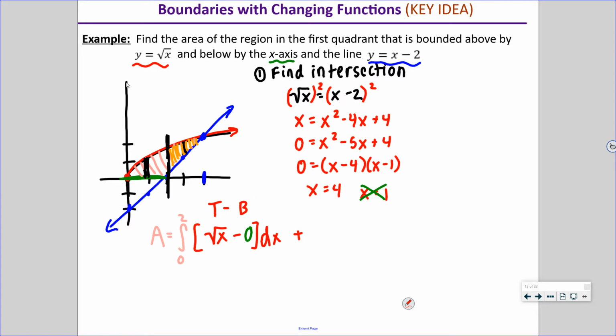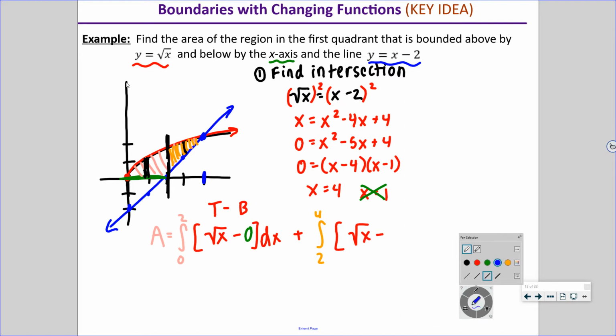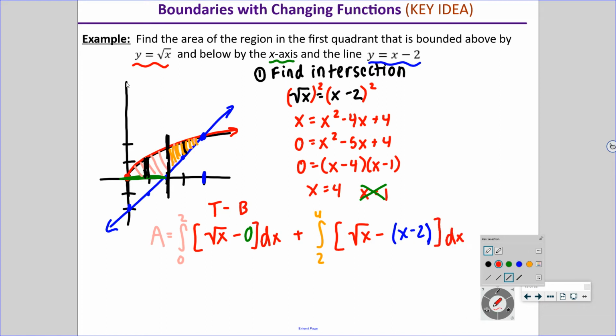Plus, the orange area would be from 2 to 4, since that's where they intersect at 4. From 2 to 4, top, square root of x, minus the bottom, which is now x minus 2. And when you're minusing that, make sure to put it in parentheses. dx. Top minus bottom. Okay. I just got to clean this up a little bit, and we're ready to use our calculus integration tools.